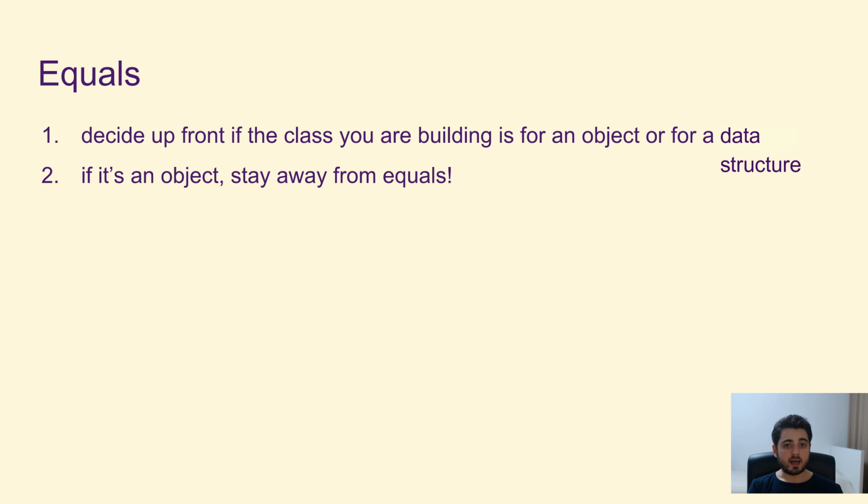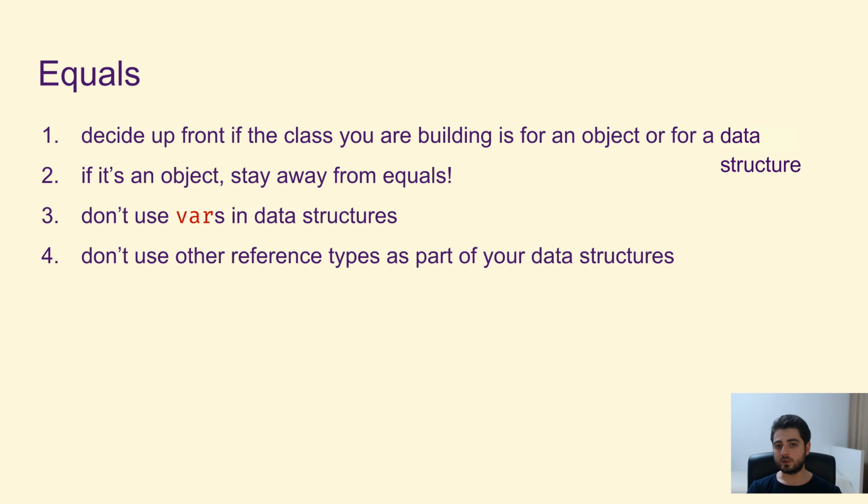For example, have you thought about what is going to happen if somebody goes ahead and extends your bank account? Have you thought about that? If you don't implement equals, then you don't even have to think about that. The steps 3 and 4 are self-explanatory, I hope. Don't use vars in your data structures, and also don't use other reference types in your data structures, right? So just having vals is not always enough.